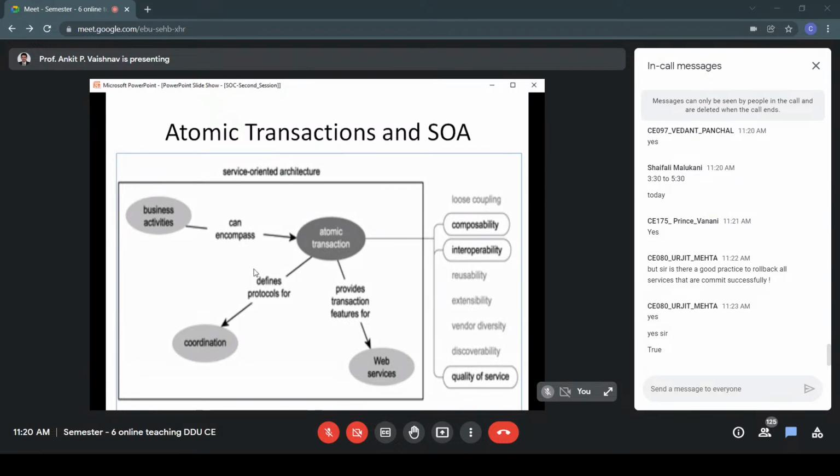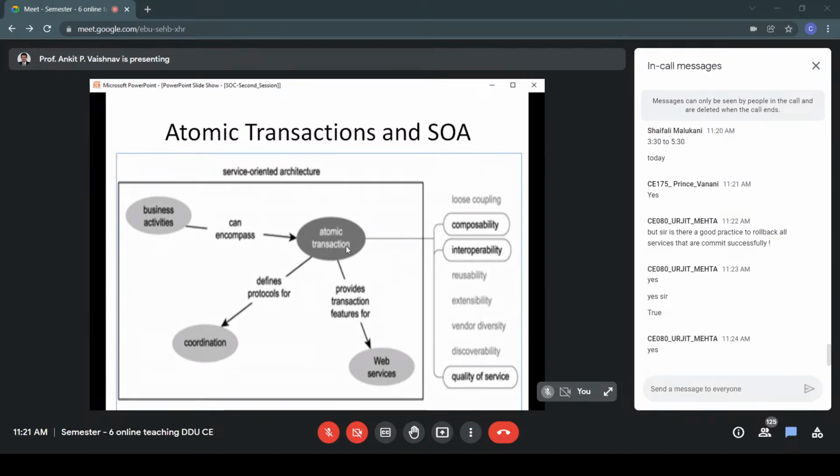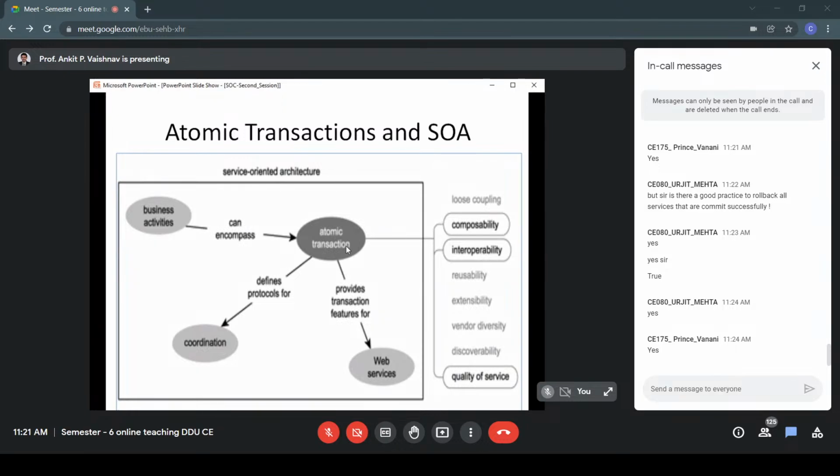Now let us trace the arrows which are given. Business activities can include atomic transaction, so business rules might require atomic transaction in between. Do you agree with this? In our business logic, we might require atomic transaction at some point of time. Let us say if you think about the entire banking application, only when the account is getting updated, or when the money is being transferred, at that point we require atomicity.